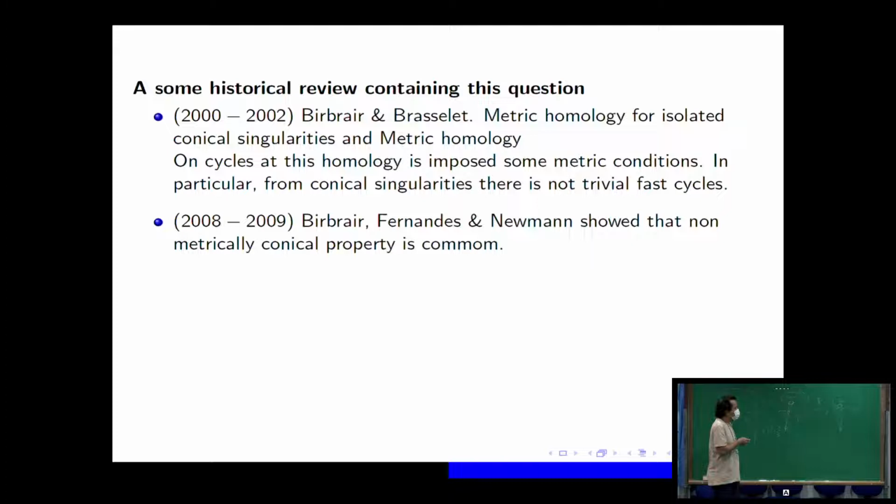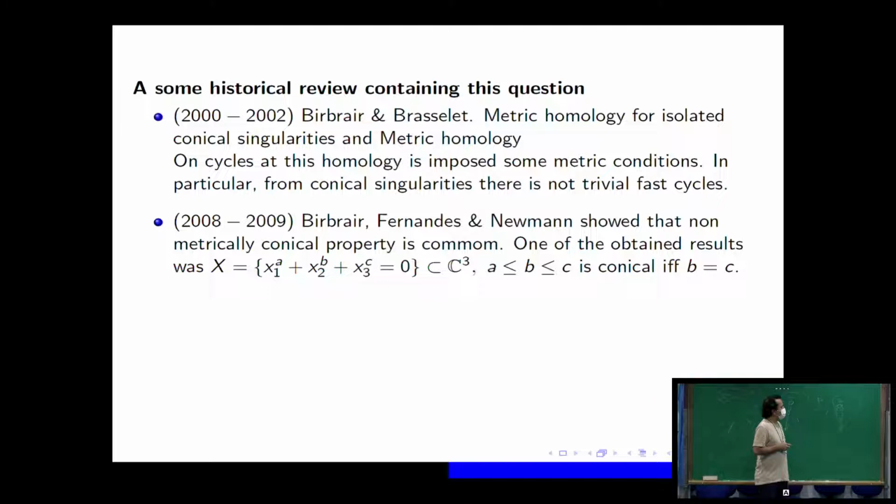In 2008, 2009, in this period, Birbrair, Fernandes, and Neumann showed that non-metrically conical germs are, in fact, common. Considering, for instance, this example, if you take X, the Brieskorn surface, they show that this object is metrically conical if and only if B equals C. Otherwise you have a conical obstruction. So in some way you can see that conicality is not a generic property. It's easy to take a germ and check that you have a conical obstruction.